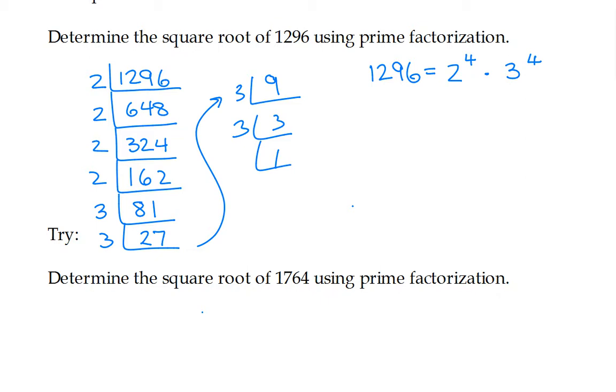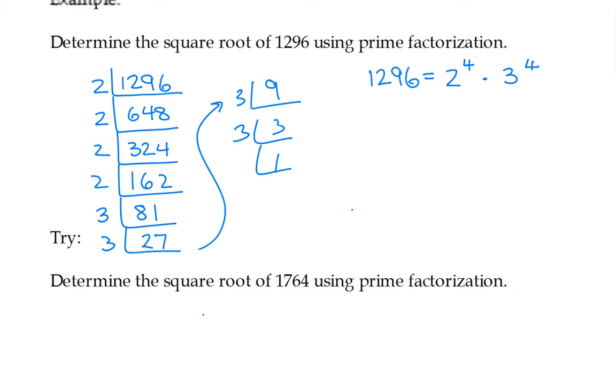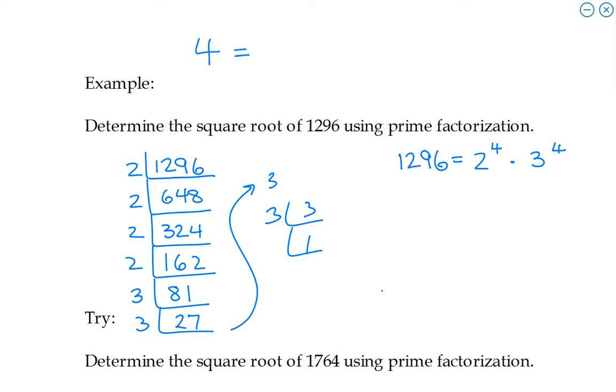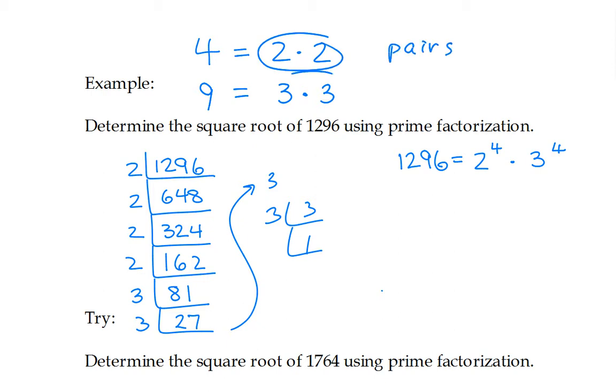All right. Now, I want you to think about an easy one. Let's think about 4. Is 4 a perfect square? What are the prime factors for 4? 2, and there's 2 of them, right? What about 9? What are the prime factors for 9? 3 and 3. So for perfect squares, those primes come in pairs. Why do primes come in pairs for perfect squares?